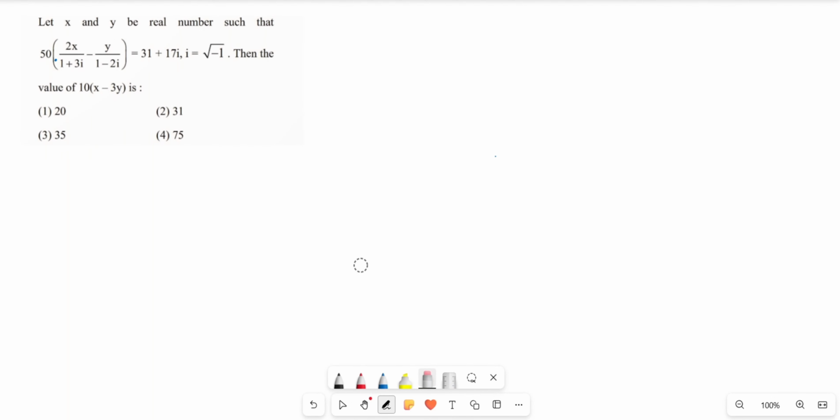Hey everyone, here's a quick JEE Mains question for you. It looks a bit complex because of imaginary terms, but it's actually just straightforward calculation.